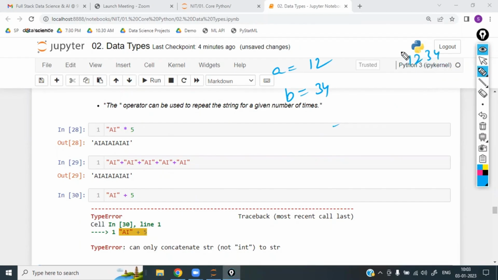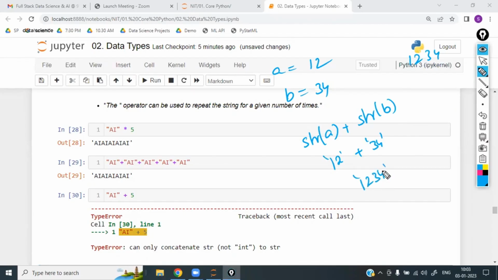Now what do I have to do? I don't want a string output. I want int only. I want to print 1, 2, 3, 4. So what am I going to do? String of A plus string of B. Now string of A is string of 12, and this is string of 34. Now everything is 1, 2, 3, 4.